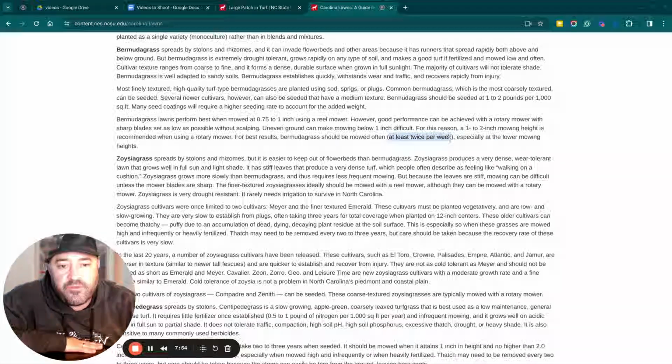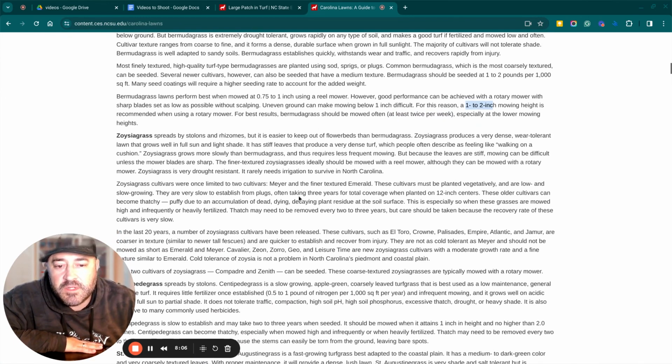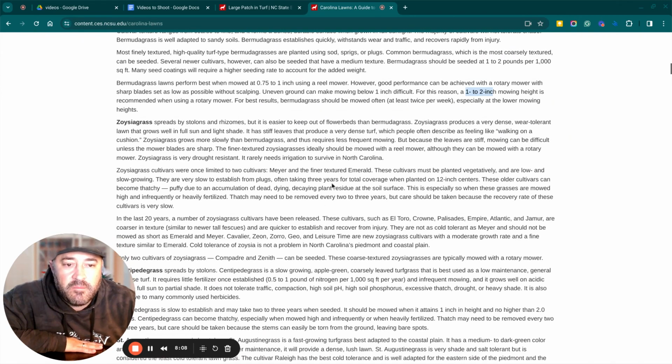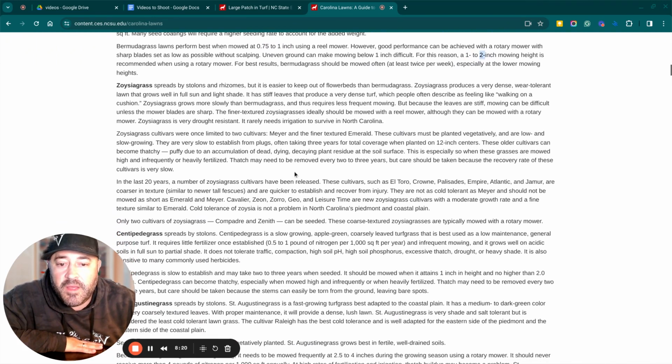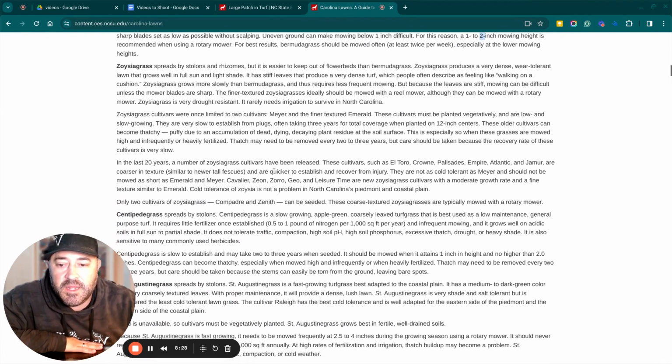That's kind of hard for us as a company to do, but with a rotary mower, we could be mowing it once a week, at 1 to 2 inches once per week. Zoysia grass, they don't really suggest a height. I'm going to go with the same thing. If you're going to reel mow zoysia, 0.75 to 1 inch. And if you're using a rotary mower, 1 to 2 inches. 2 inches being maybe 2.5 being the max. To my knowledge, the higher you keep that grass, the more thatch you're going to get and the more problems you're going to have.